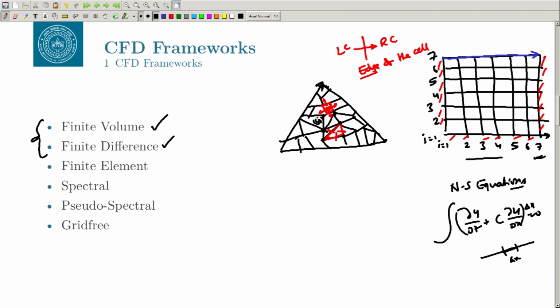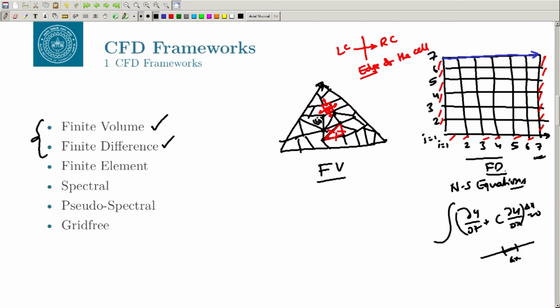So, if you use this approach where you are using an integral form of the Navier-Stokes equations, and you ensure that the conservation of mass, momentum, energy, etc., is done in every single cell, this approach is called the finite volume approach. This is finite difference and finite volume.